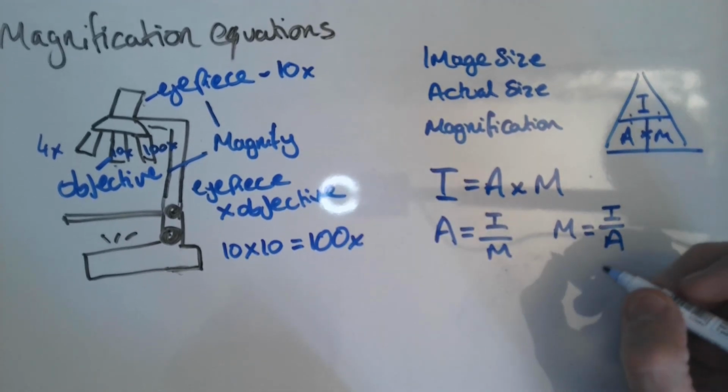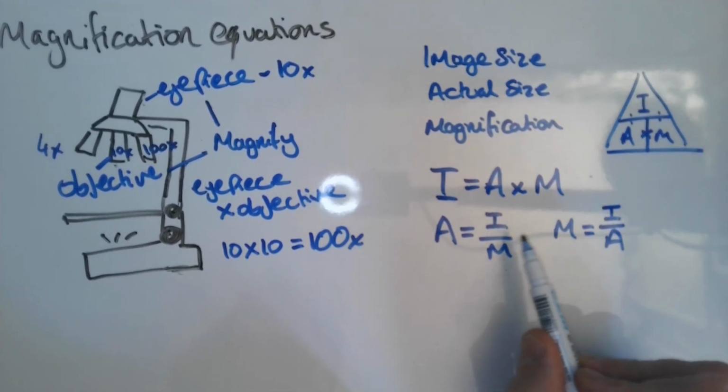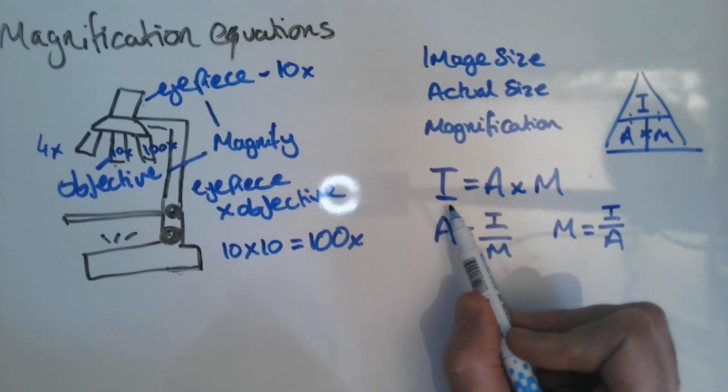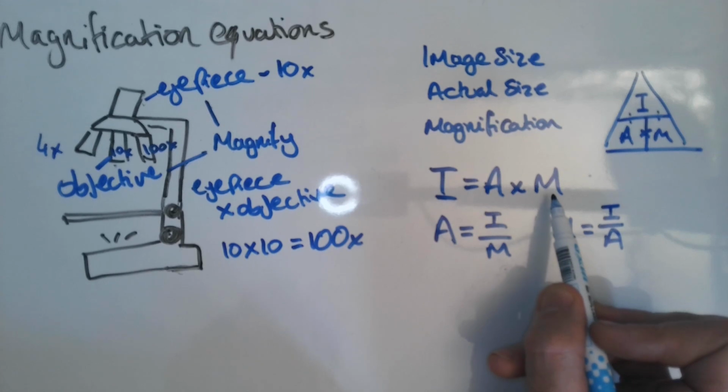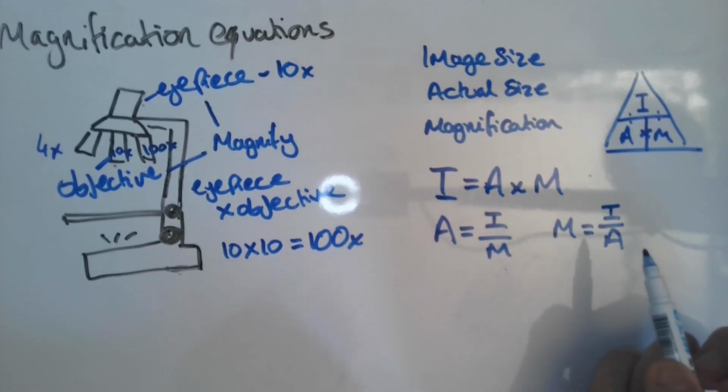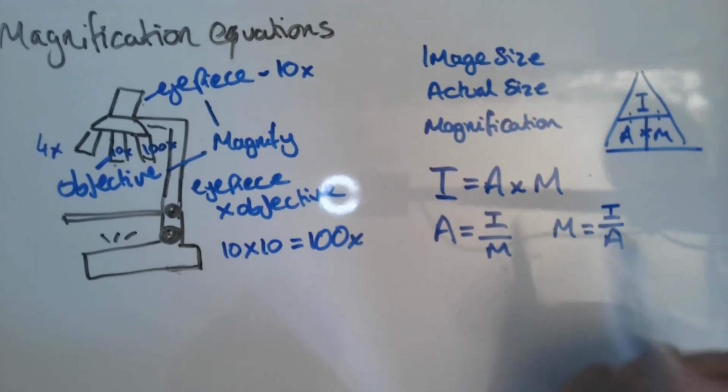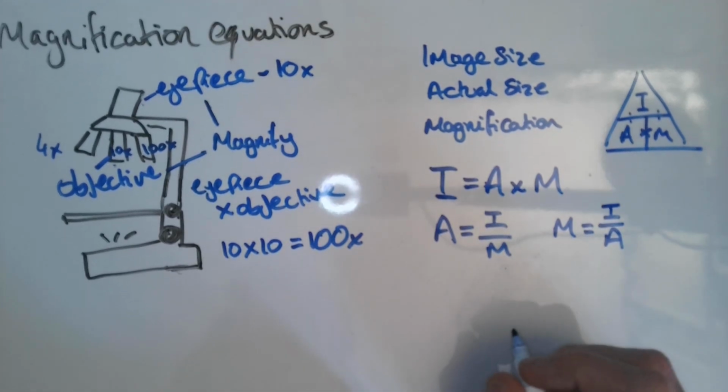You'll generally find this equation in an exam question where you would be asked to measure the image size using a ruler. You'll be given the actual size in the question or the magnification, and you'll be asked to work out the third element. So being able to rearrange this equation is really important. And that's everything you need to know for the magnification equations.